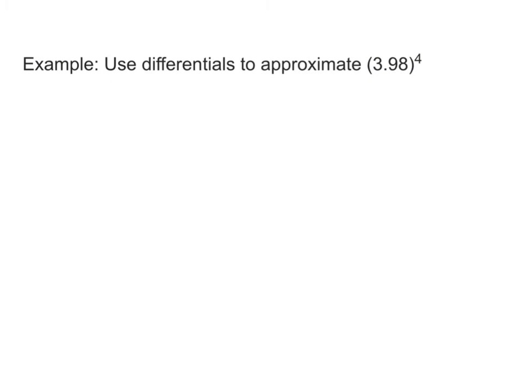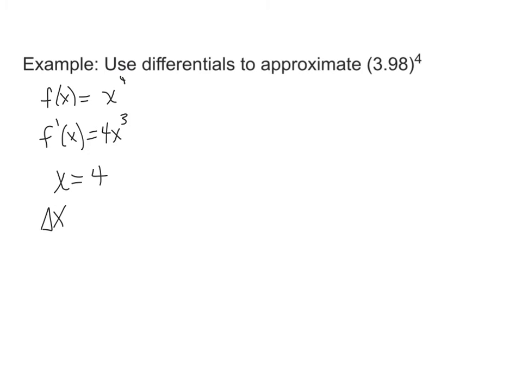Okay, our next example, we're going to use the differential formula to approximate 3.98 to the 4th power. So once again, let's define what we're trying to find here. We know that f of x is going to be equal to something to the 4th power, and we know the derivative of that already. That's going to be 4x to the 3rd. And then we know that x is going to be 4.